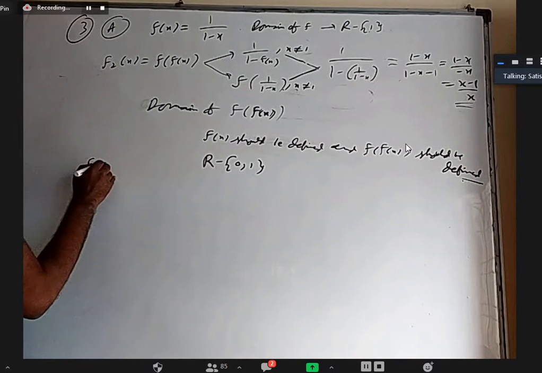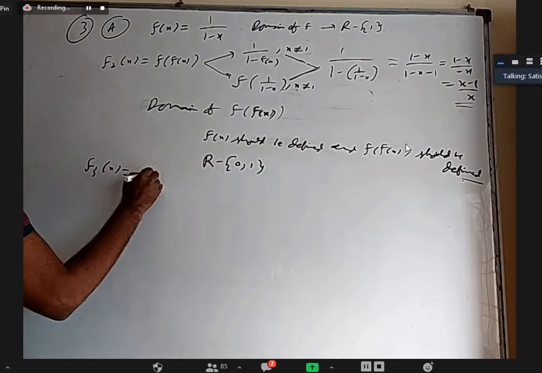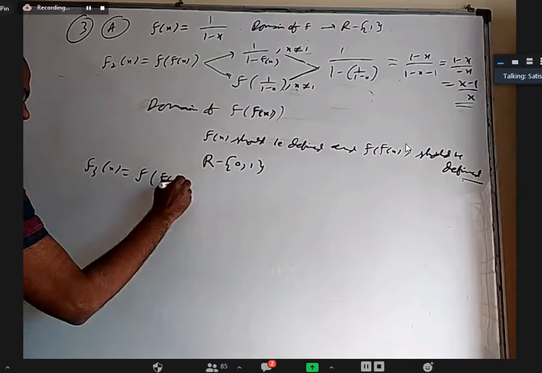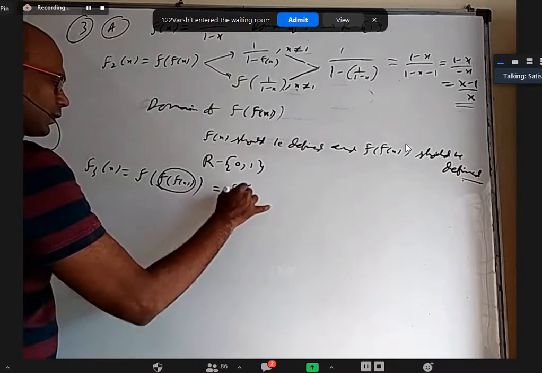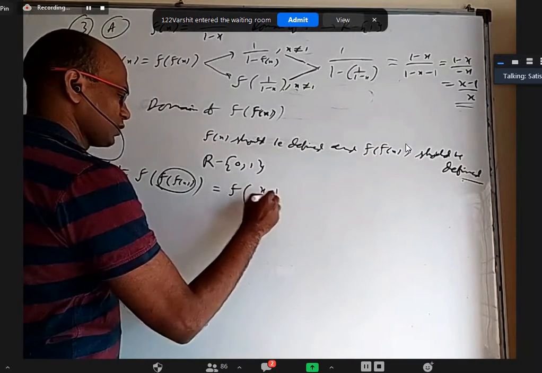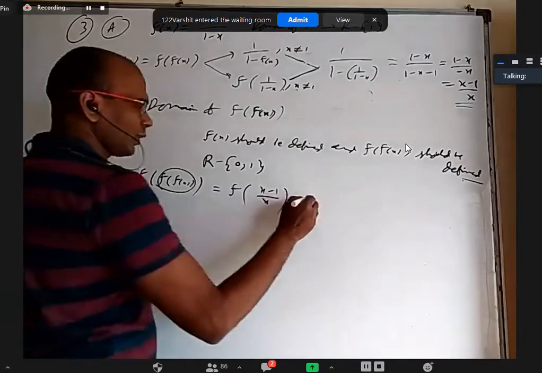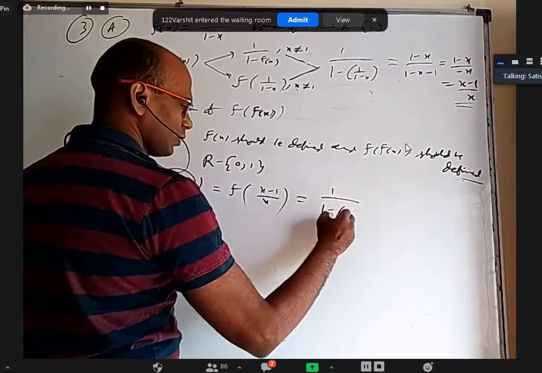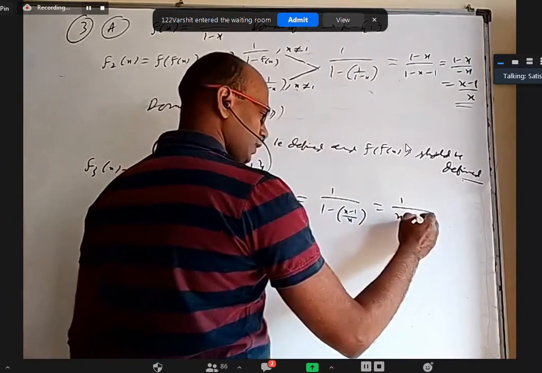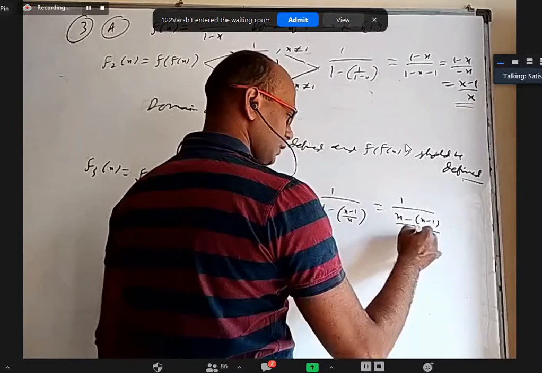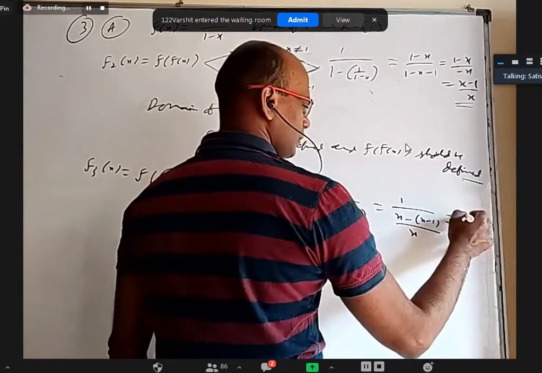Coming to f3 of x, which is f of f of f of x. Already we found the inner f of x, that is x minus 1 by x, and you put that in: 1 by 1 minus x minus 1 by x, 1 by x minus 1 by x. The x will go up, it will become only x.